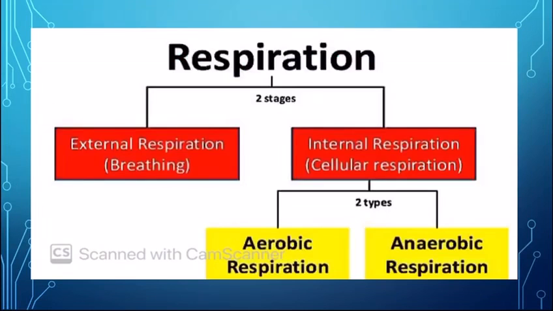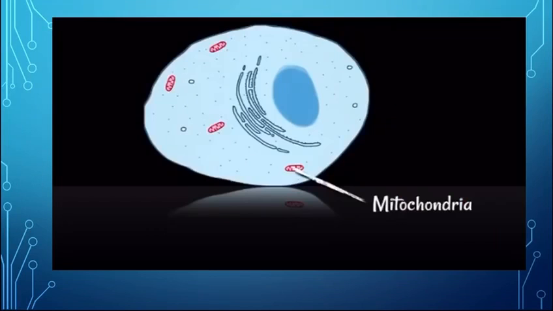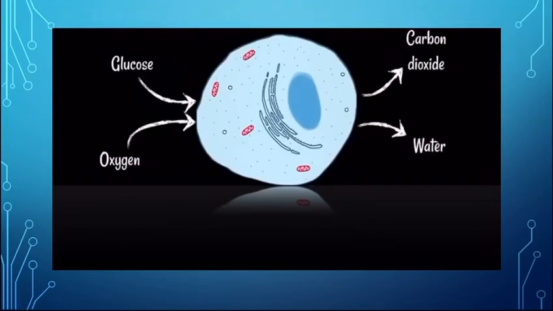We have two main types of respiration. First, respiration divides into external and internal. External is breathing, internal is cellular. That cellular respiration divides into aerobic and anaerobic respiration. And all this cellular respiration takes place in the cell's mitochondria. Okay, why? Because mitochondria is the powerhouse of the cell.